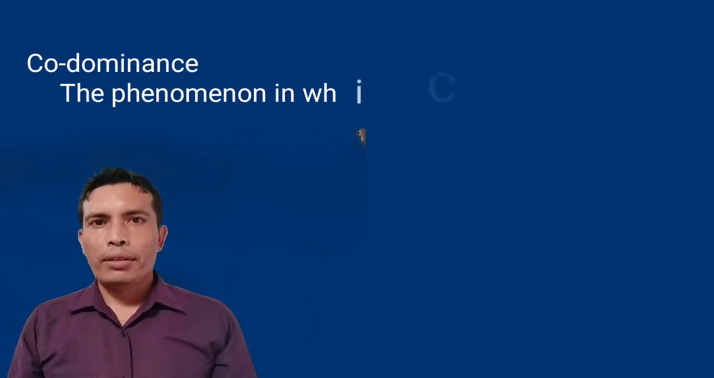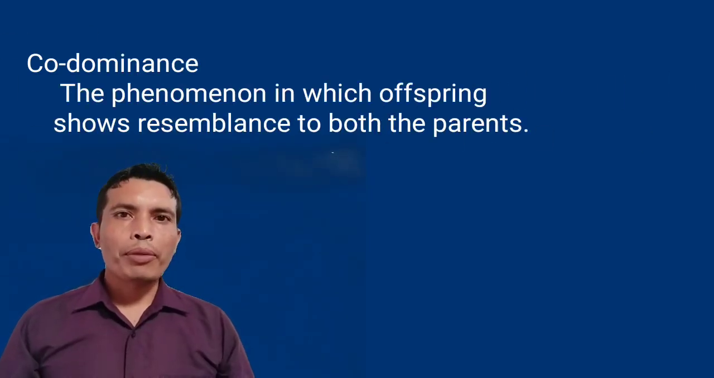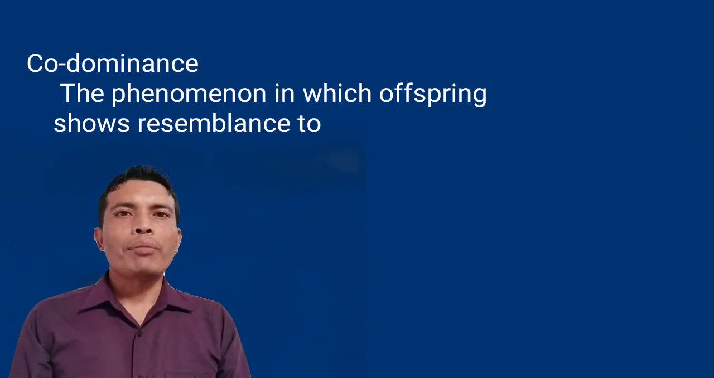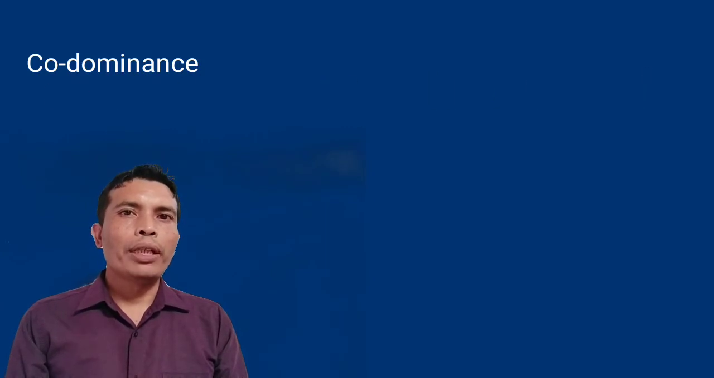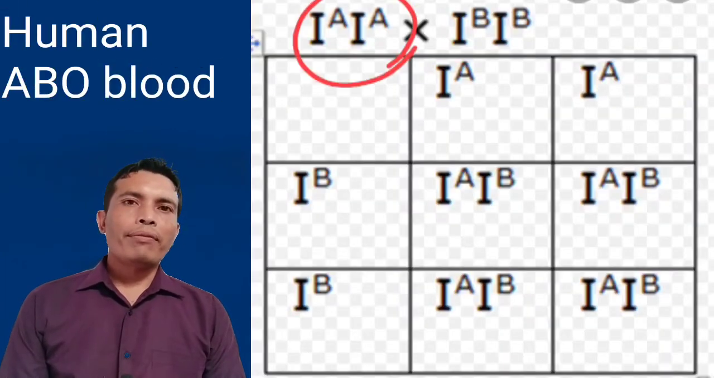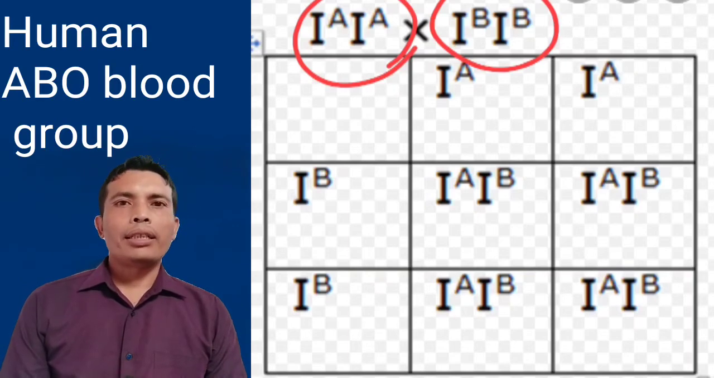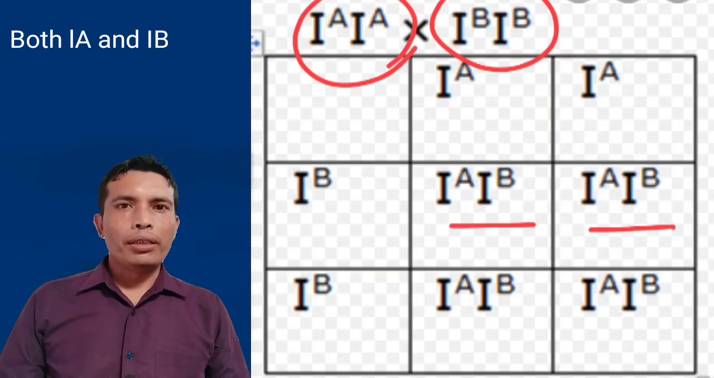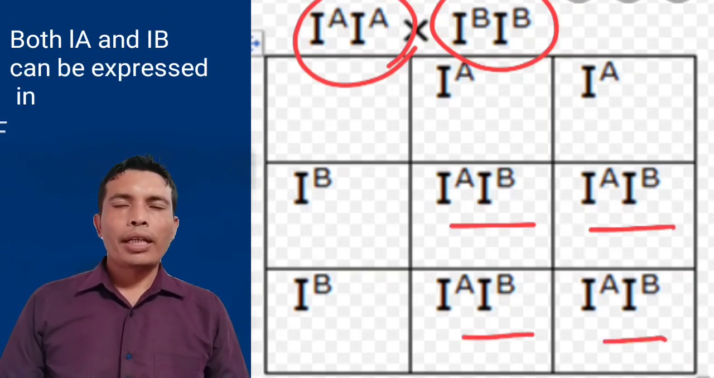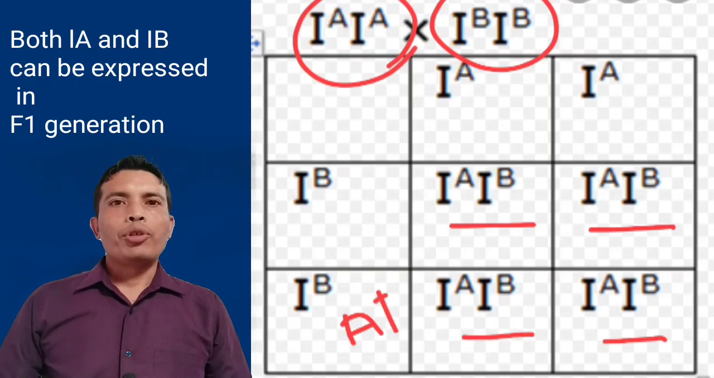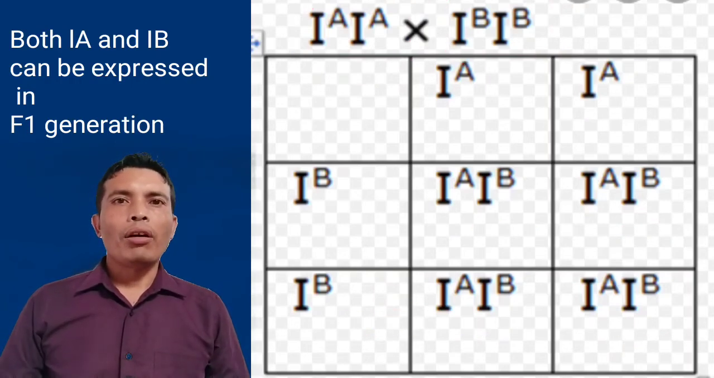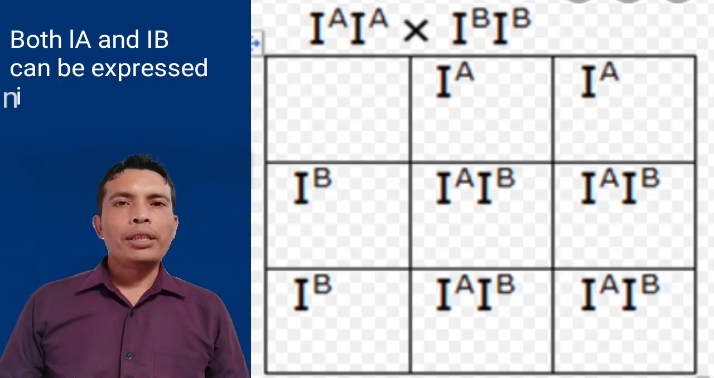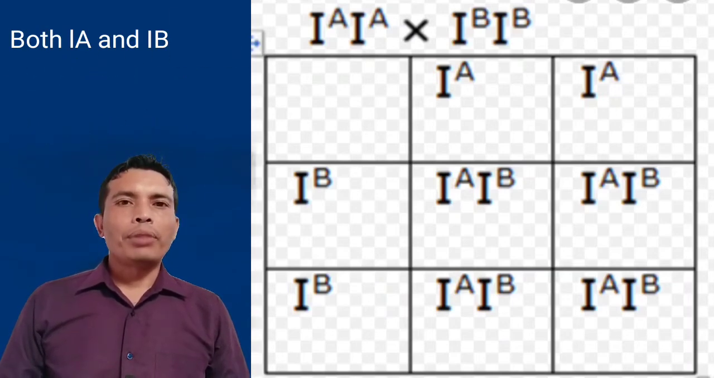Now we have codominance. It is the phenomenon in which the offspring shows resemblance to both the parents. One such example is found in the human ABO blood group. Suppose a father has blood group A, mother has blood group B. One of the possibilities of the blood group in their children will be AB blood group, right? So the ABO blood group is an example of codominance. Both blood group A and B are expressed in the AB type of blood group.